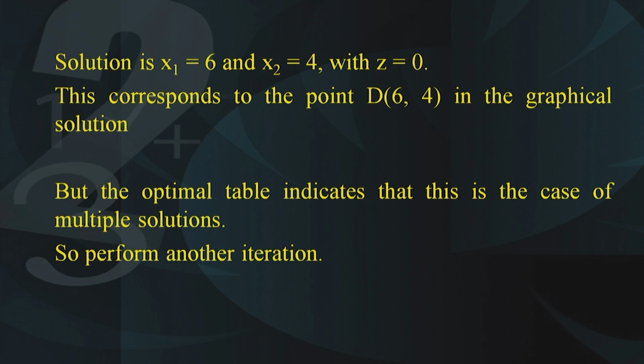So the solution is x1 equal to 6, x2 equal to 4 with z equal to 0. This corresponds to the point D in the diagram. If you look at the diagram, the point D given by 6, 4 is the solution we have obtained using the simplex method. But the optimal table indicates that this is a case of multiple solutions, so we need to perform another iteration.